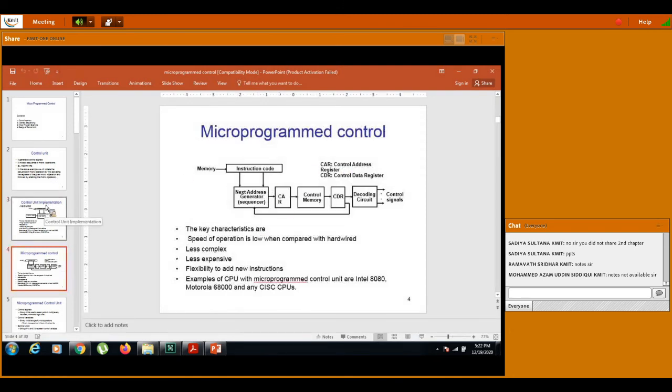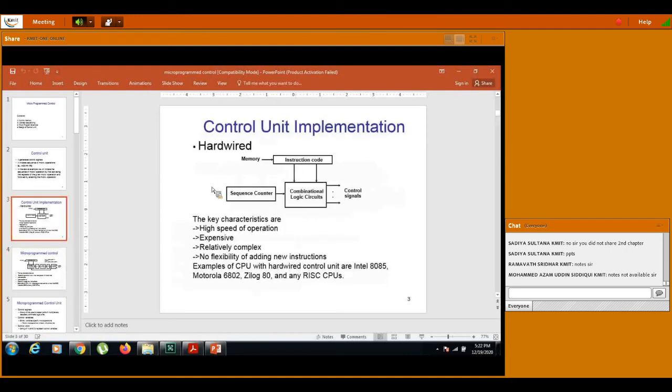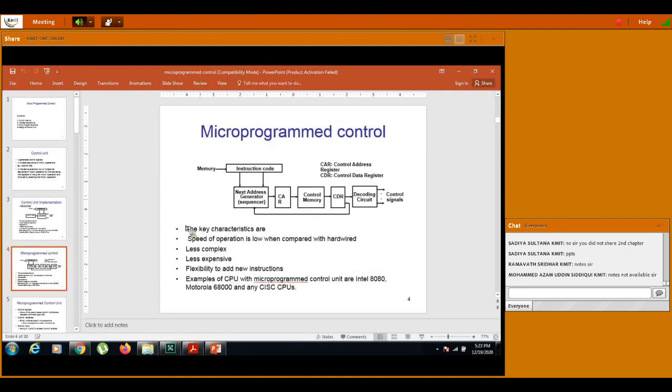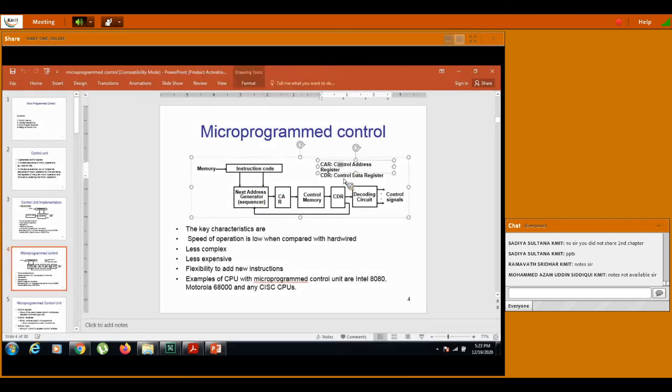So microprogram control. There are two things here. Please remember microprogram control and hardwired control. This is the hardwired control and this is the microprogrammed control. In the microprogrammed control, you will have the control address register and the control data register. Instructions will be passed to the sequencer, and from the sequencer they move to the control address register and control memory, then the CDR. So these are the characteristics.